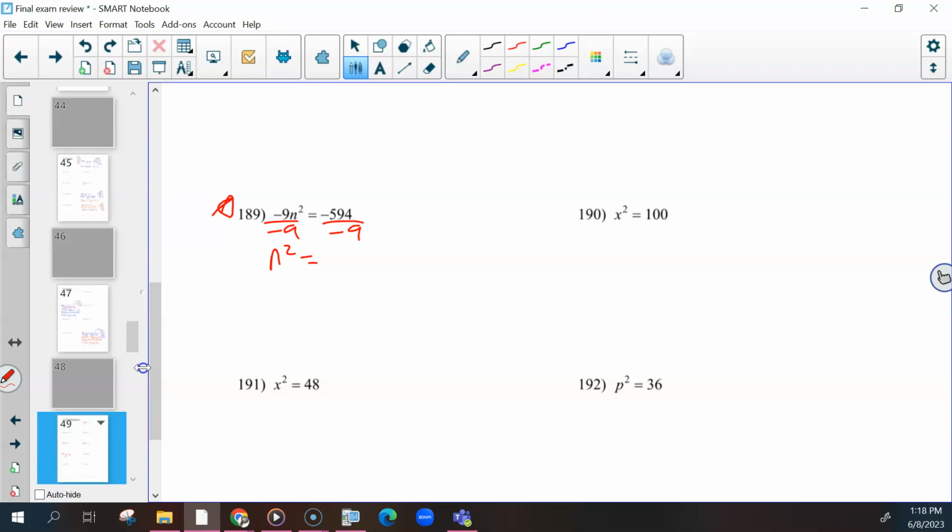Let's see. 66. Equal to 1. Then to get n by itself, take the square root of both sides. If you take the square root and you get a whole number, then we can write it as the positive and negative version. But 66 is not a perfect square. So we would just write it as plus or minus the square root of 66. Or you can write it as the decimal.